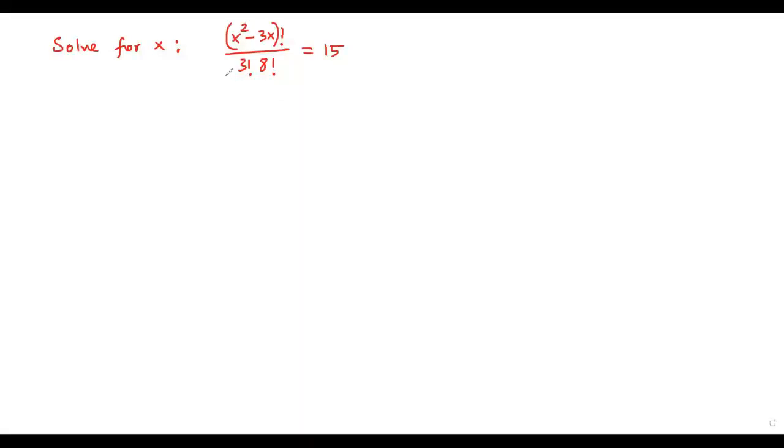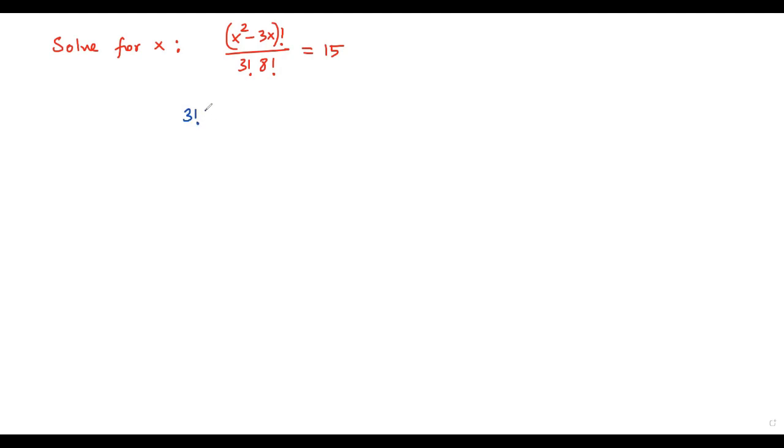We have a factorial equation and we have to solve for x in this equation. That is, we have to find the value of x. In the first step, I'm going to get rid of the denominator 3 factorial times 8 factorial. For that, I have to multiply both sides of this equation by 3 factorial and 8 factorial.